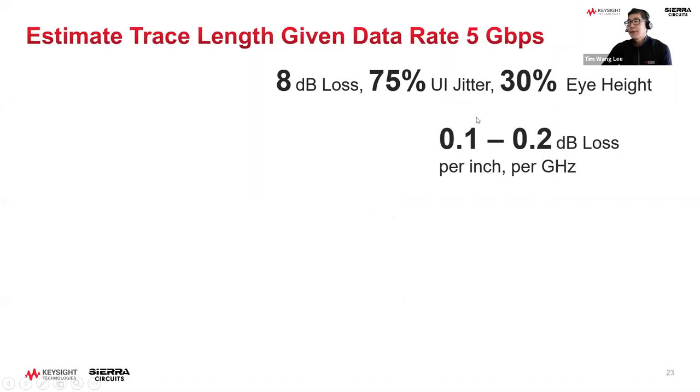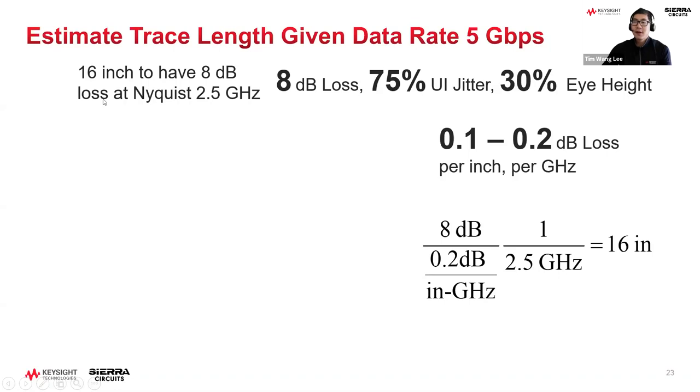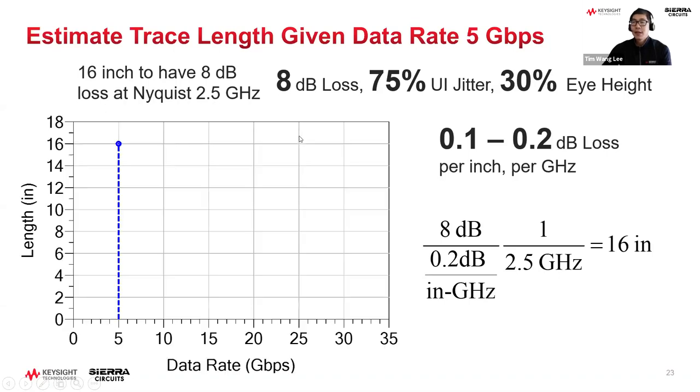Now, once we have these two rules, we can estimate the trace length given the loss budget. You do a little math, use the budget in dB divided by the 0.2 on the high end. I come up with 16 inches. So I can plot 16 inches to have that dB of loss at Nyquist, 2.5 gigahertz. If I plot that on a curve with the horizontal axis as data rate, at 5 gigabit per second, that's 16 inches. Now, an experiment is, how would that look if I keep increasing my data rate?